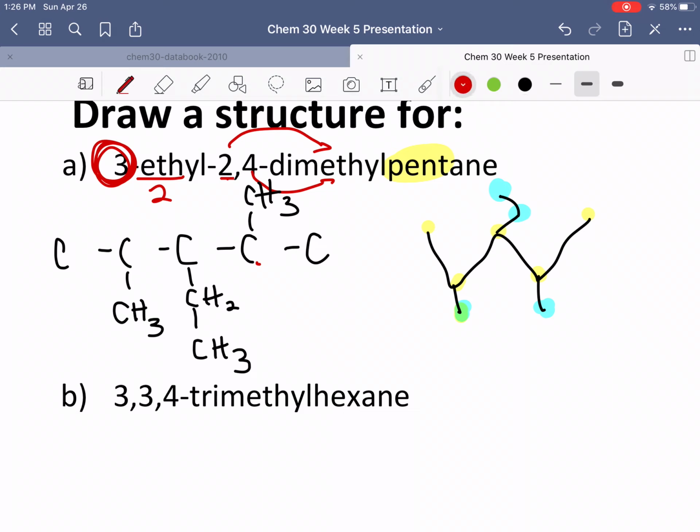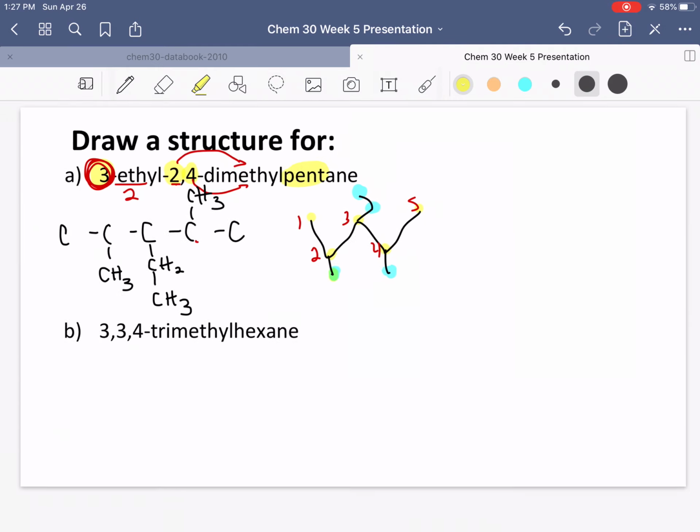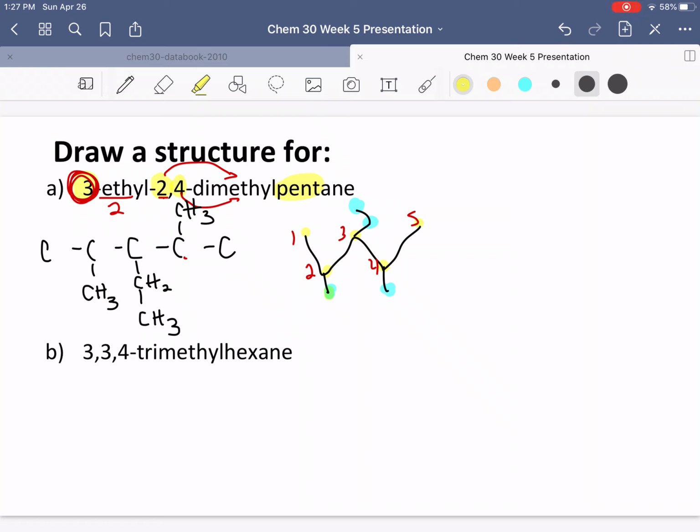Think about the numbers to help you. 1, 2, 3, 4, 5. And you can see then how those match. Off carbon 3, off carbon 2, off carbon 4. All right, folks. Hopefully this is starting to sink in. Let's look at the next one. 3,3,4-trimethylhexane. Tri because there are 3 methyl groups. Check out that parent chain, the root, hex.